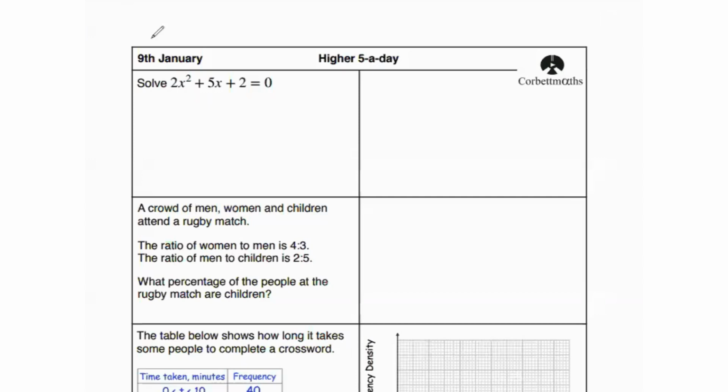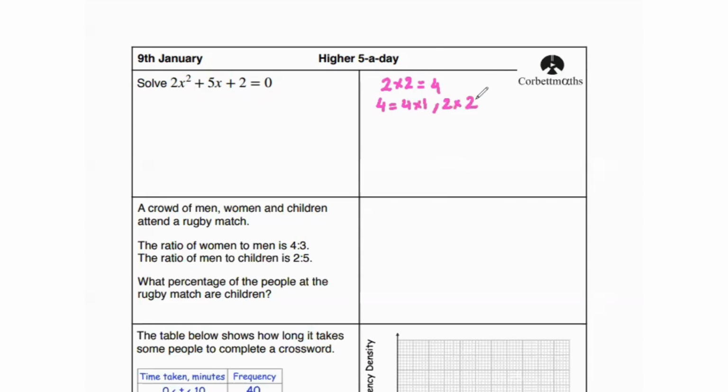The first question is asking us to solve 2x squared plus 5x plus 2. So to solve this quadratic equation, I will first multiply the coefficient of x squared with the constant. So 2 times 2, which is 4. Now we're going to find factors of 4. Factors of 4 are 2 times 2 and 4 times 1.